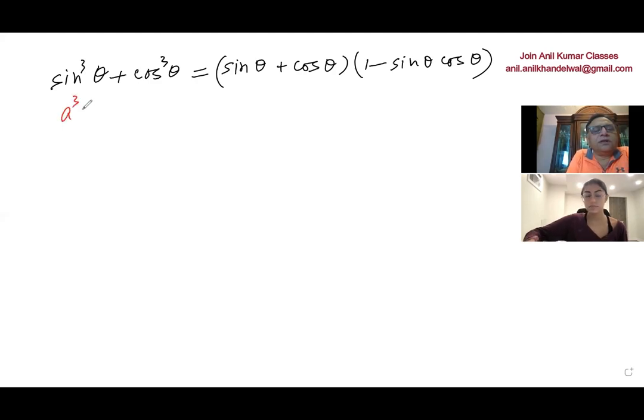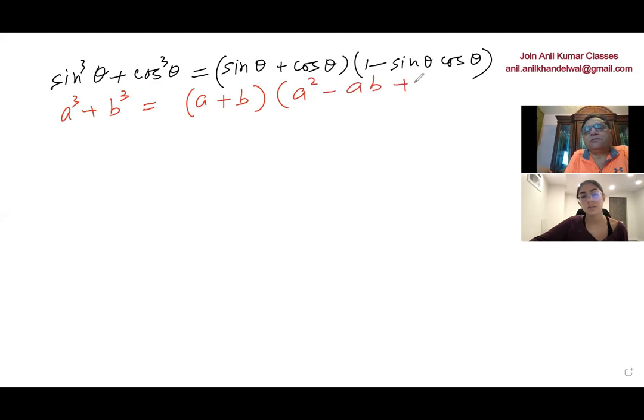A cube plus b cube is a plus b whole cube. No, a plus b times a square minus ab plus b square. That's the formula you should know, and it's a very important formula. If it is a cube minus b cube, this becomes minus, that becomes plus. So make a note of this formula. Then the question will be very simple. Straightforward? Okay, that makes so much more sense.